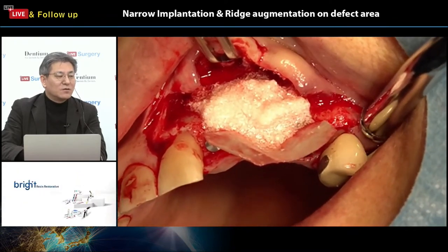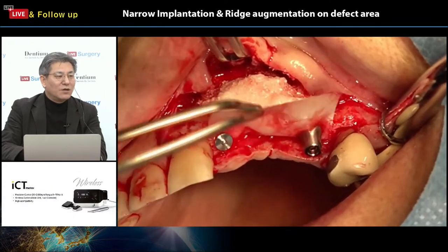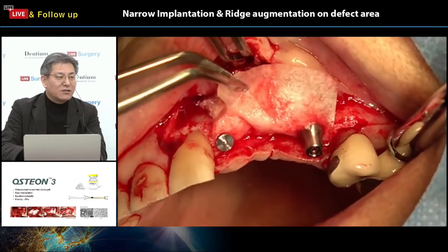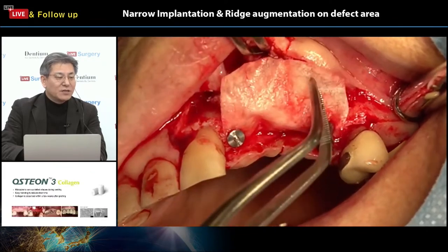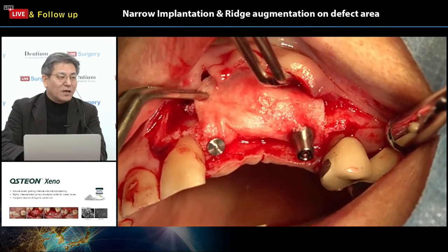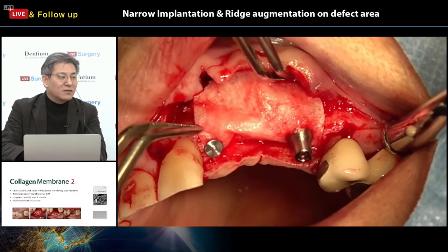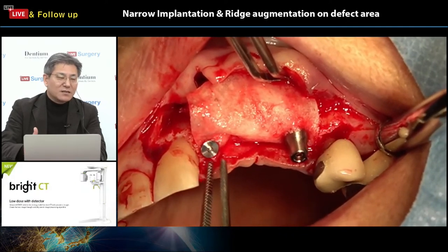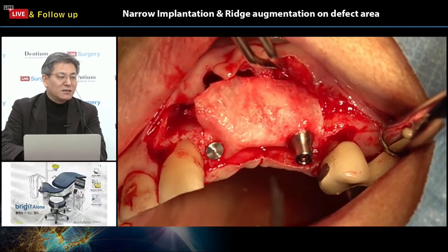So if we have precise and gentle GBR procedures following the textbook, we can get very nice newly forming bone after maybe 6 months.